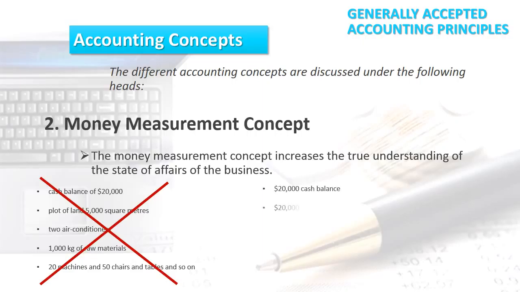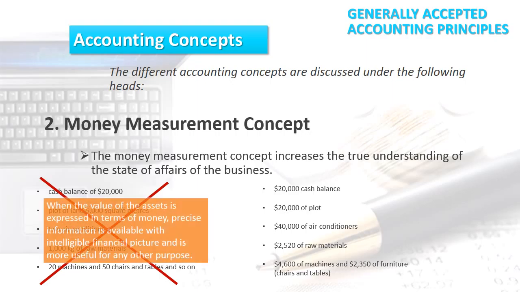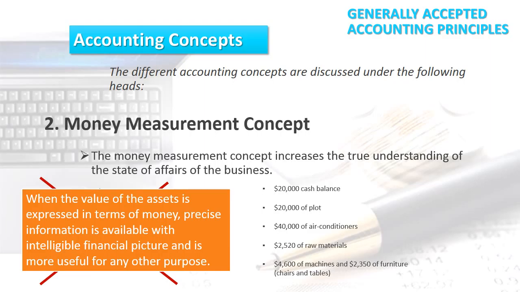like $20,000 cash balance, $20,000 worth of plot, $40,000 of air conditioners, $2,520,000 of raw materials, $4,600 of machines, and $2,350 of furniture, chairs, and tables, it is possible to add them and use them for any comparison and understanding the financial position of the firm. When the value of the assets is expressed in terms of money, precise information is available with the intelligible financial picture and is more useful for any other purpose.